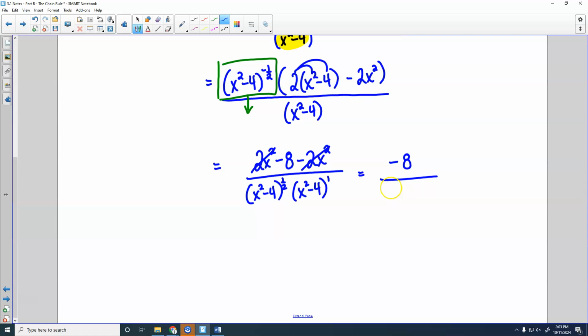In the bottom, we'll have x squared minus 4 to what power? The 3/2 power. So we're going to add those together. The 1/2 and 1 will give us 3/2. And that's about as simple as you're going to get. They might change it back to roots. If they change it back to roots, you'll get negative 8 over the square root of x squared minus 4 to the 3rd power. Could be either one of those.